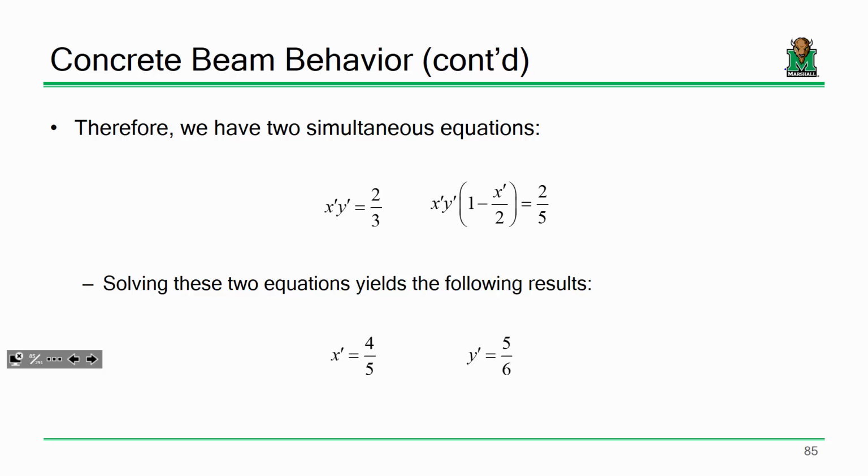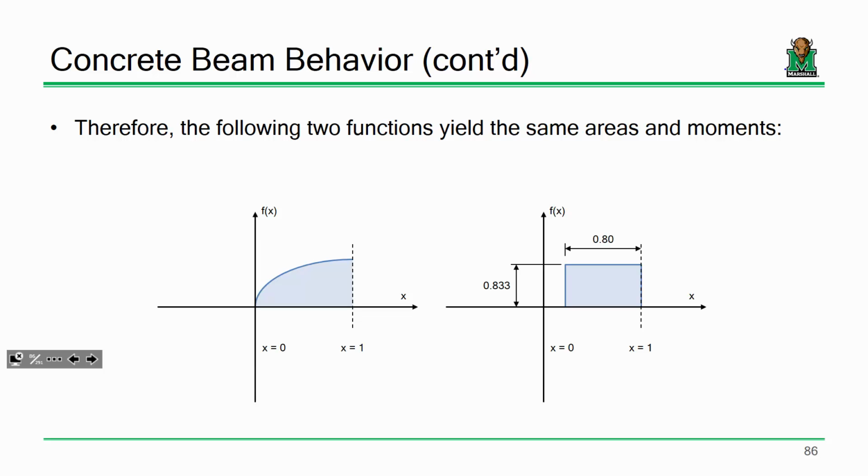And if you go through and chug it all out and do your two equations and two unknowns, you will get that the x bar for that box has got to be 4/5 and the y bar has got to be 5/6. So to summarize, I propose that this region and that region have the same area and generate the same moment. Everybody okay with that?